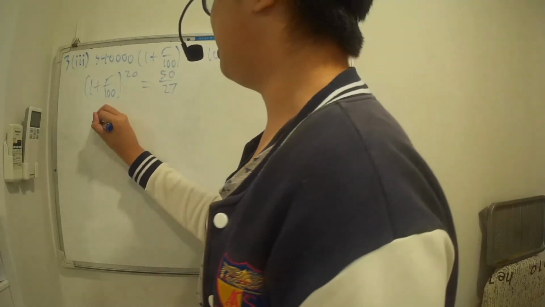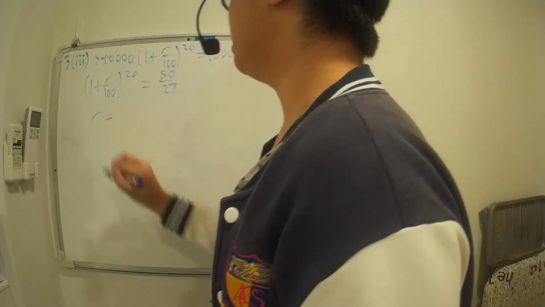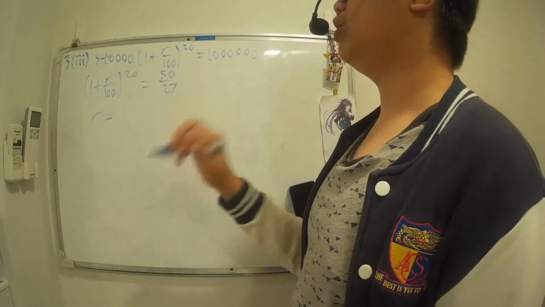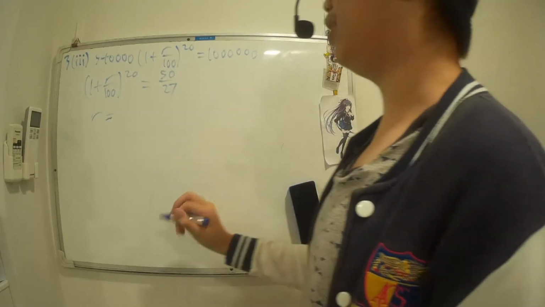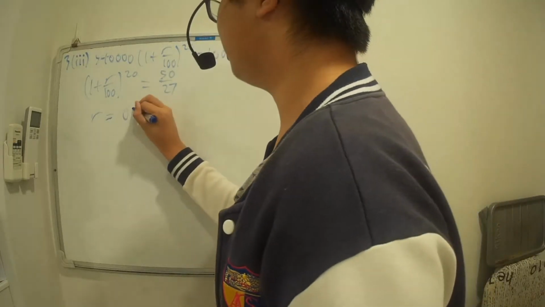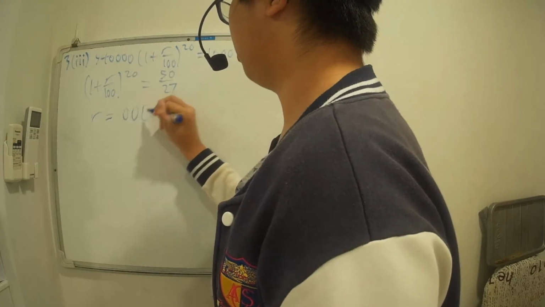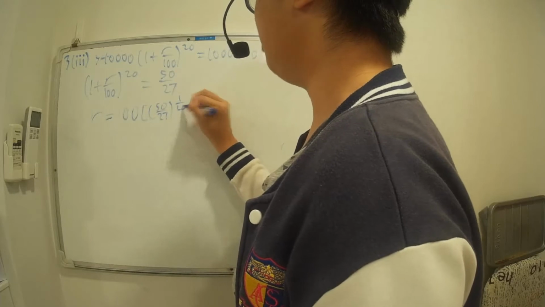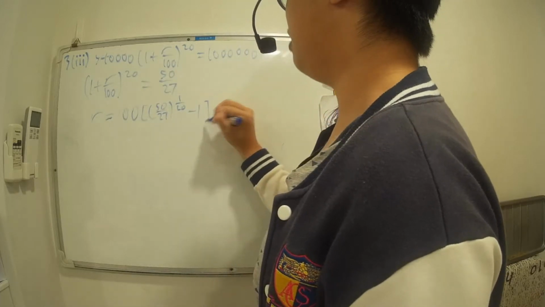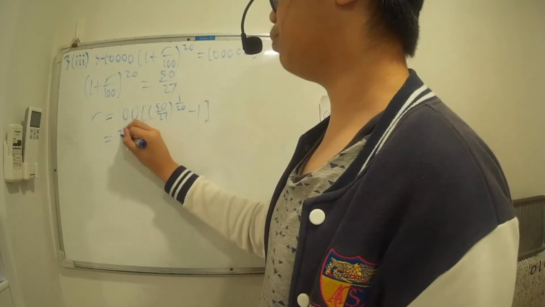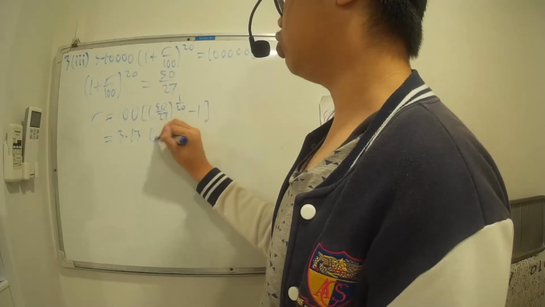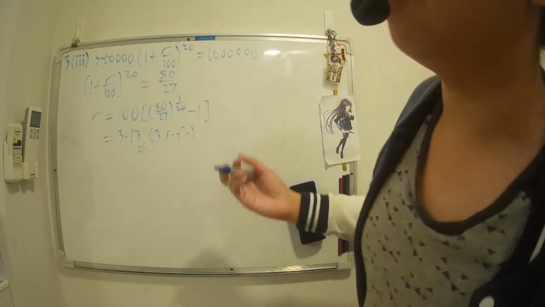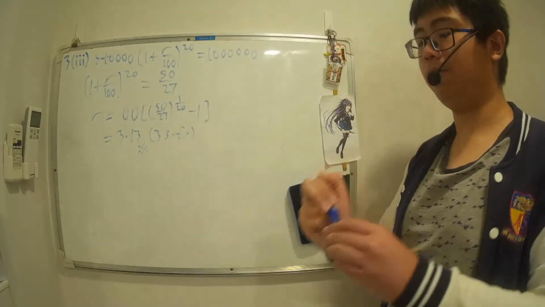So R will therefore be equal to, let's take this one at a time, raise this to 1 over 20th power, subtract 1, multiply the whole thing by 100. So 100 times 50 over 27 raised to the 1 over 20 power minus 1. If you go ahead and work this out, your R is 3.13 on your calculator, 3SF. So just showing you the technique, but the last part you will still need to press calculator.